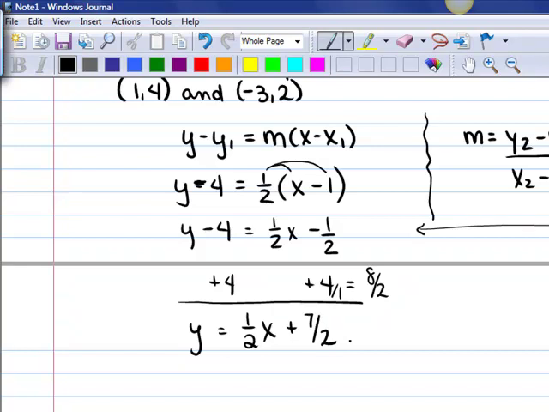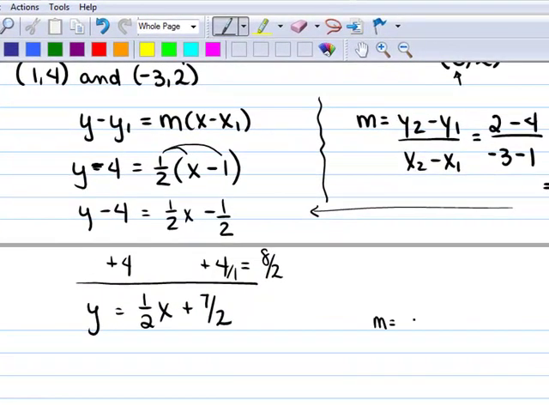You could also use your calculator if you wanted to and subtract those, or add them I guess, and come up with 7 halves as well. Either way. But now again, I can pick out some information about my line. I have a slope of 1/2, and I have a y-intercept of 0, 7 halves.